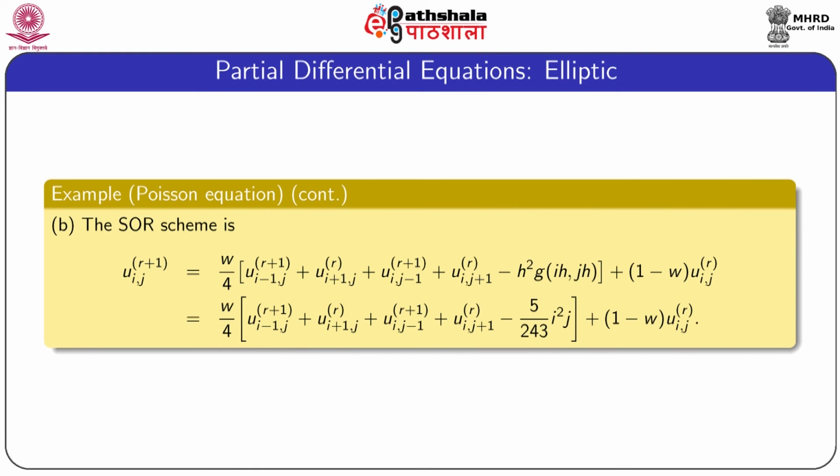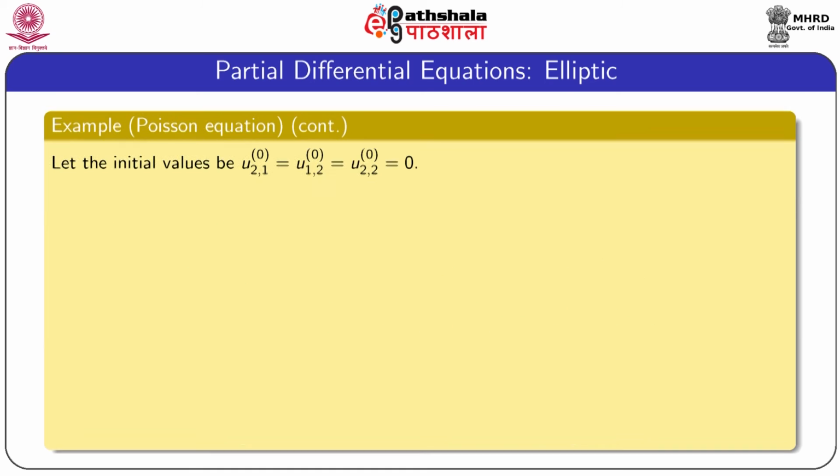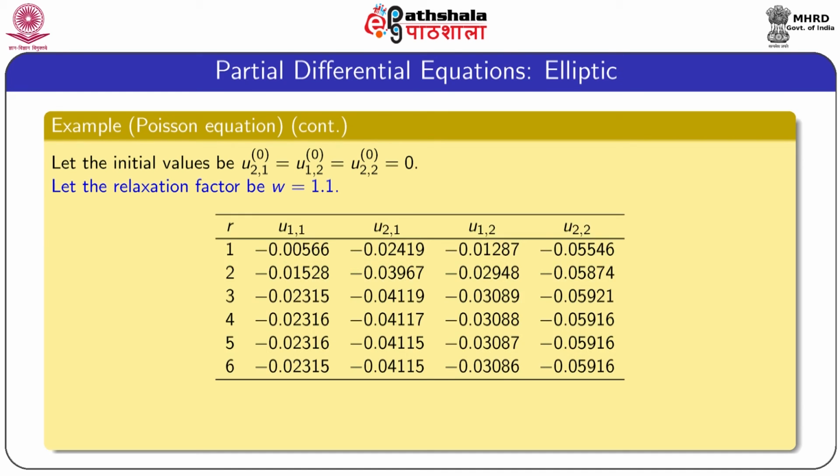Now, we consider the successive over-relaxation method. The iteration scheme of this method is given by this expression. In this method, the relaxation factor W is introduced, and we assume that the boundary conditions are zeros, that means u21, u12 and u22 all are zeros, and the relaxation factor is chosen as W equal to 1.1. So, using this relaxation factor, the iteration scheme gives the optimal solution after the 6th iteration.